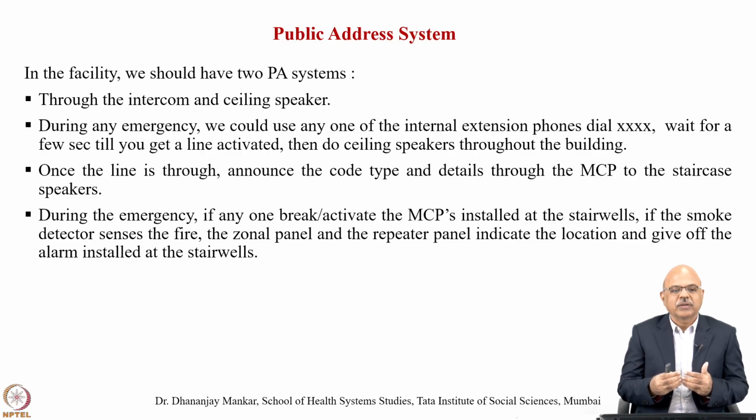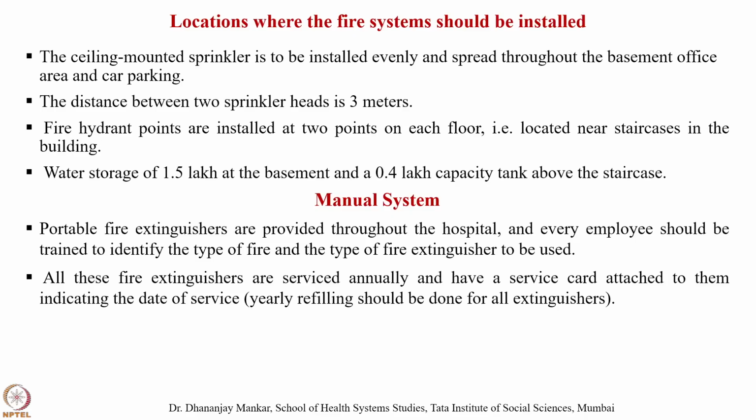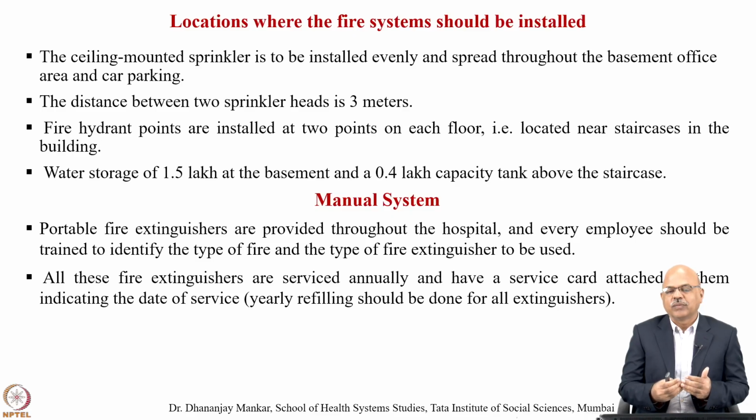If the smoke detector senses the fire, the zonal panel and the repeater panel indicate the location and give off the alarm to the stairwells. Locations where the fire system should be installed: it should be installed evenly and spread throughout the basement floor areas and car parking. The distance between two sprinkler heads is 3 meters and fire hydrant points are installed at 2 points on each floor.